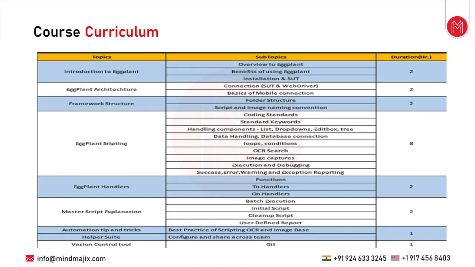And moreover, this is the main important part, the master script explanation. Once you are done with the scripting, we need to run it. The master script is basically for batch execution. And here one more thing: we cannot perform parallel execution. We have to go batch-wise. One script is executed, then it will go to the second script. So that is the part.